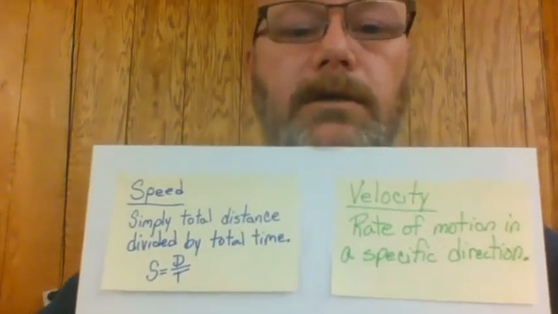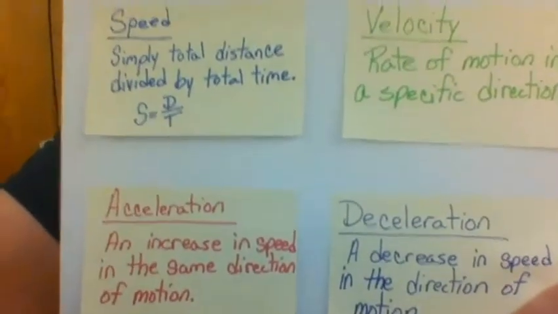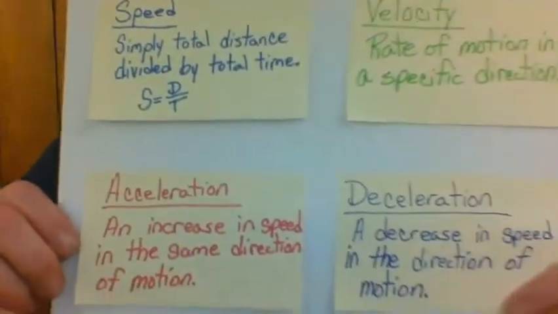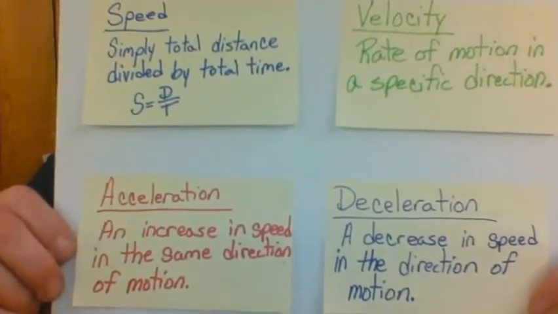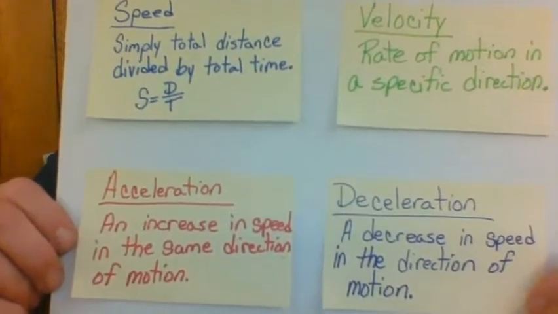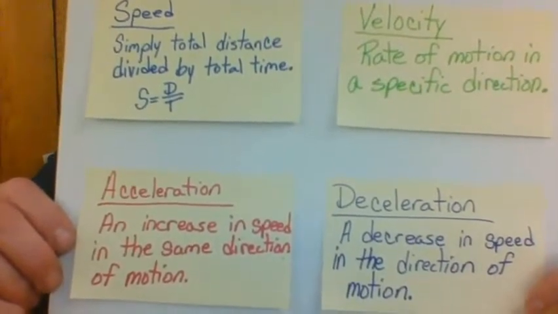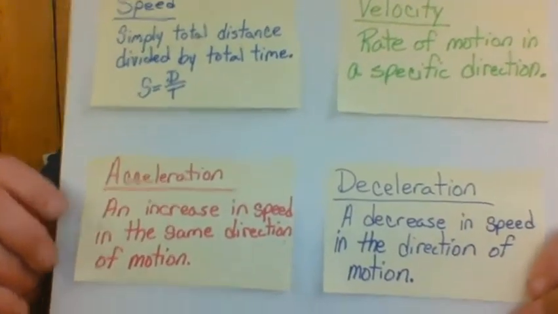Now, when we are talking about speed and velocity, we also need to talk about two other things: acceleration and deceleration. Acceleration is an increase in speed in the same direction of motion, while deceleration is a decrease in speed in the direction of motion.